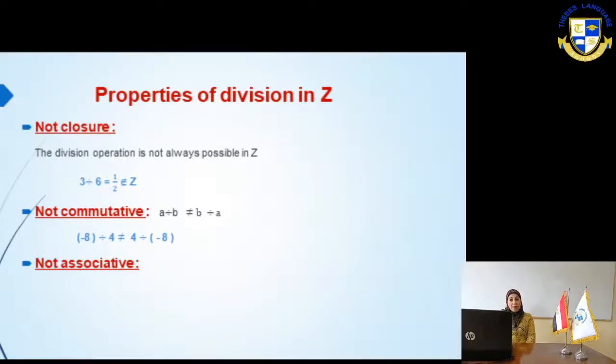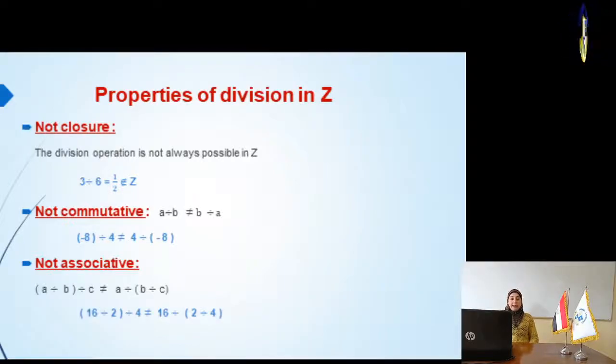Another property, here the associative. A divided by B divided by C. If I move the bracket, it will give another answer. For example, 16 divided by 2 equals 8. 8 divided by 4 will be 2. So the left side's answer will be 2. While here, 2 divided by 4 is half. 16 divided by half will be 32. So the two answers are not equal, so it's not associative.